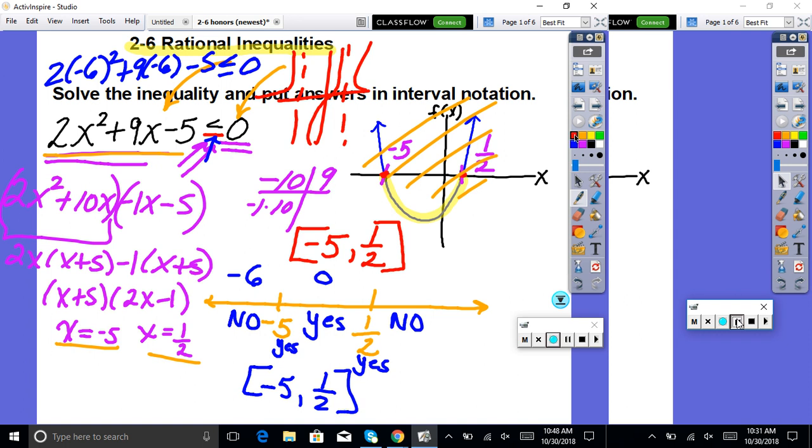Now, what if this would have said less than or equal to 3? Instead of 0, we would have had to do 3, and then it would have been a lot harder to do. I would have rather done 0, so what I would have done is subtracted 3 over and then done it that way. So that's what we'll do with these rationals. We want to look at zeros. Zeros are the easiest.